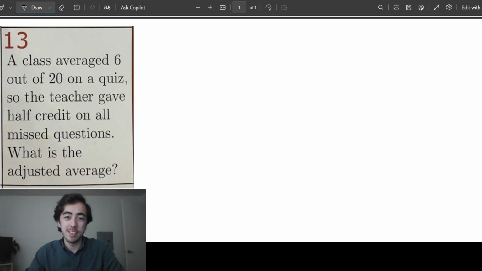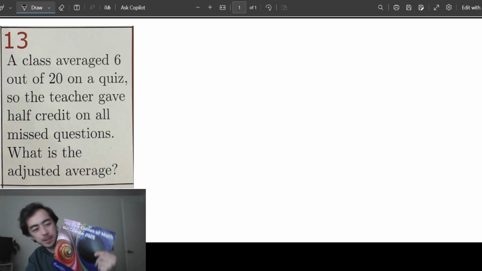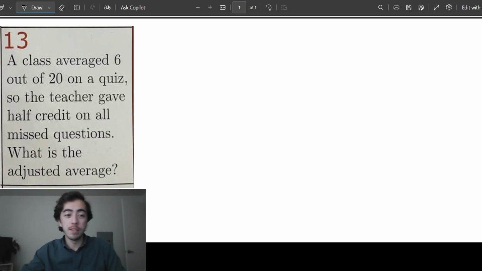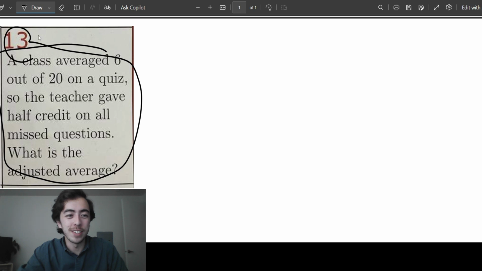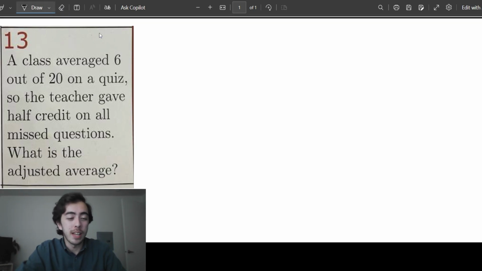Today's September 13th, and we're solving problem 256 from the Daily Epsilon calendar. And we need to figure out why this question's answer is 13, because the answer always matches the day's date. So a class averaged 6 out of 20 on a quiz. That's kind of bad. So the teacher gave half credit on all missed questions. What is the adjusted average?